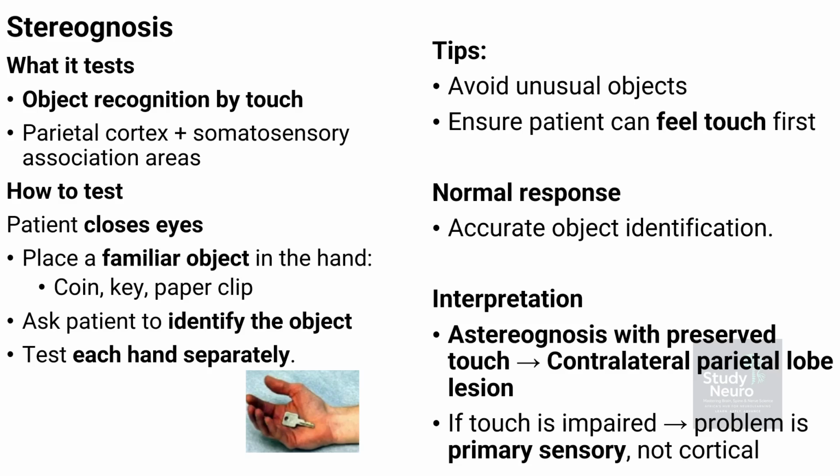Each hand is tested separately to allow comparison between sides, and unusual objects are avoided to prevent cognitive confusion. A normal response is accurate identification of the object. When a patient cannot recognize the object despite preserved touch sensation, this is termed astereognosis and localizes to a contralateral parietal lobe lesion. However, if touch sensation itself is impaired, the problem lies in primary sensory pathways rather than cortical processing.